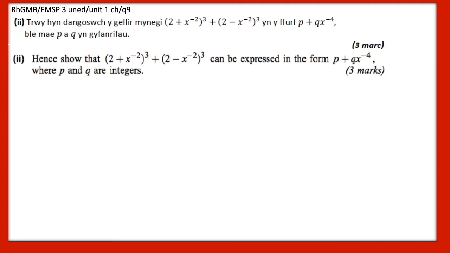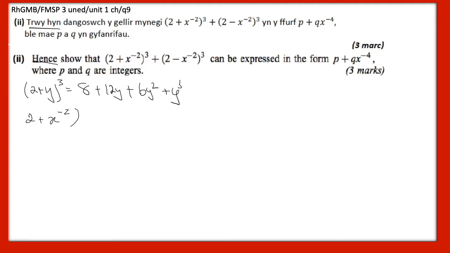So what we had was that 2 plus y all cubed was 8 plus 12y plus 6y squared plus y cubed, and we're required to show, hence is a good word, the result. That means use what you've just done. Don't do it by any other way. Use what you've just done. So it's 3 marks. So I've got to show each of my little bits.